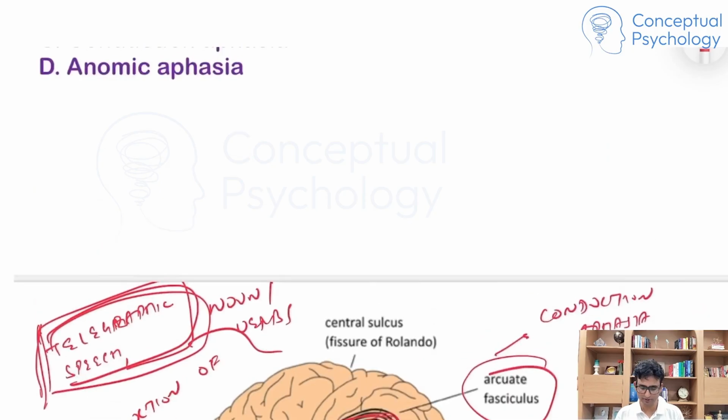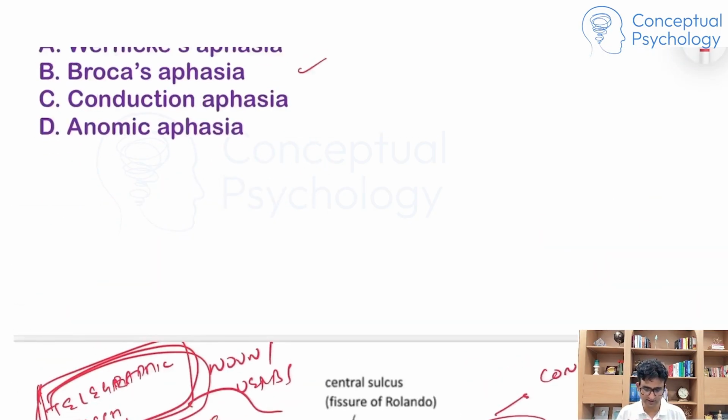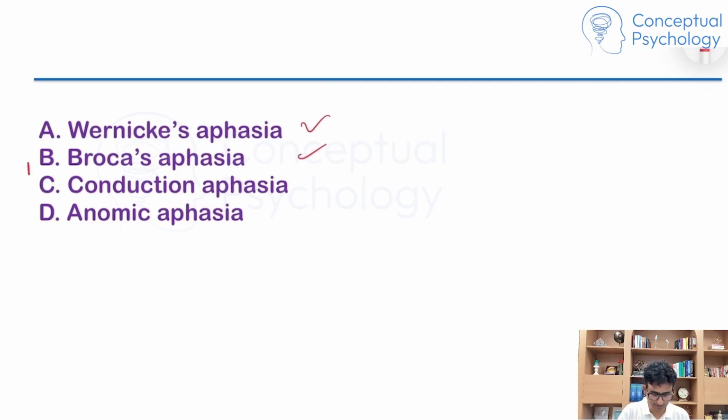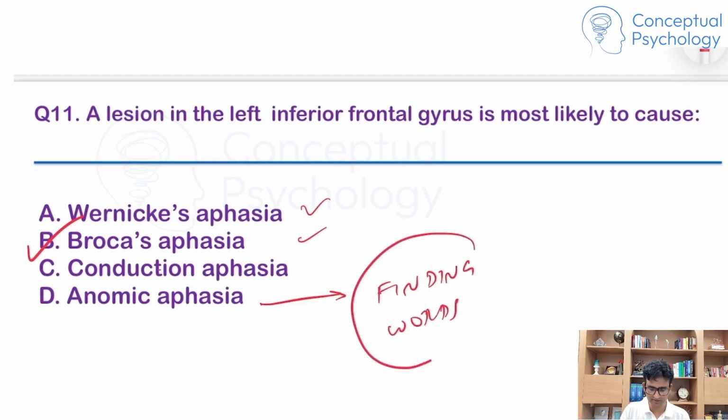All right. Now let's go back to the question. A lesion in the inferior frontal gyrus would of course lead to Broca's aphasia. A lesion of the superior temporal gyrus would lead to Wernicke's aphasia. A lesion in the arcuate fasciculus would lead to conduction aphasia. Anomic aphasia is characterized by difficulty in naming. It is difficulty in finding words.